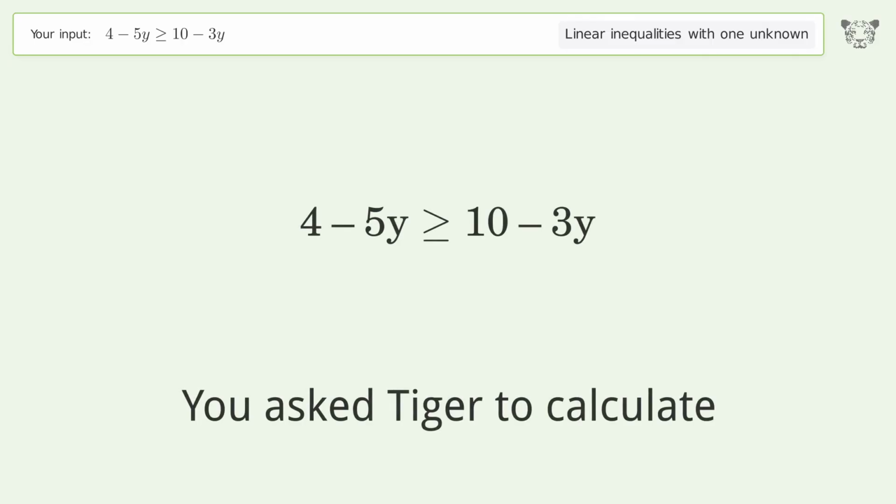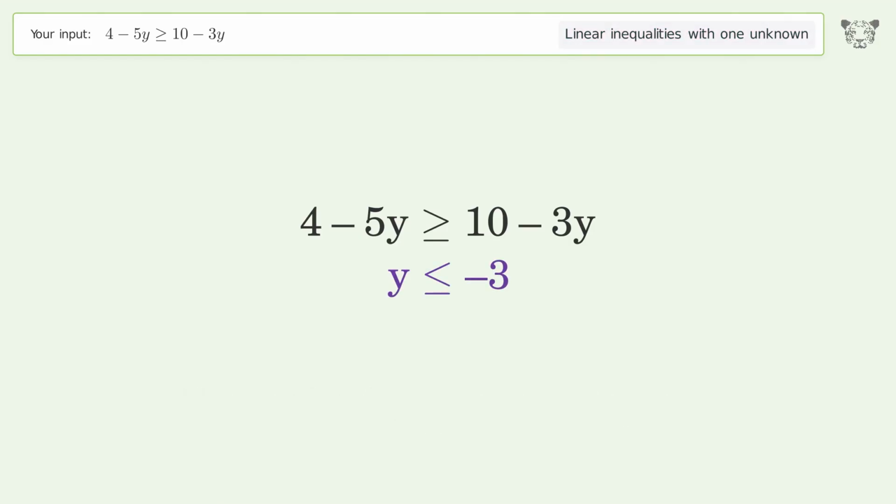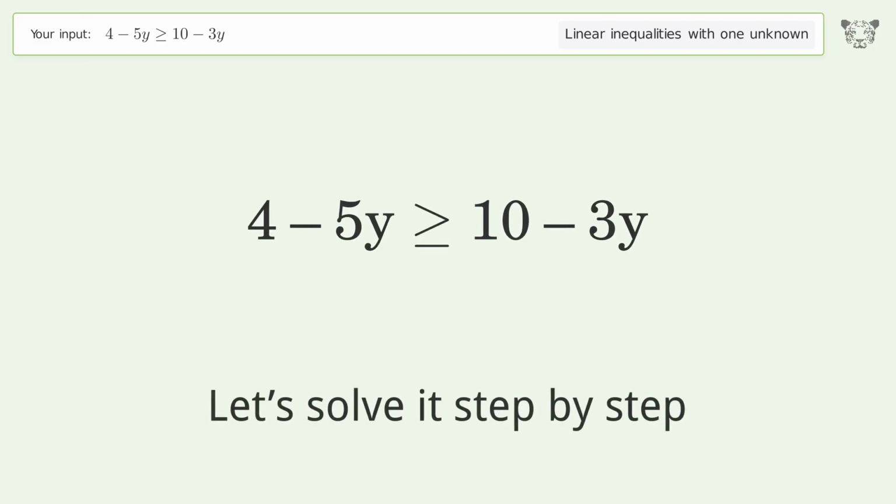You ask Tiger to calculate. This deals with linear inequalities with one unknown. The final result is y equal or smaller than -3. Let's solve it step by step.